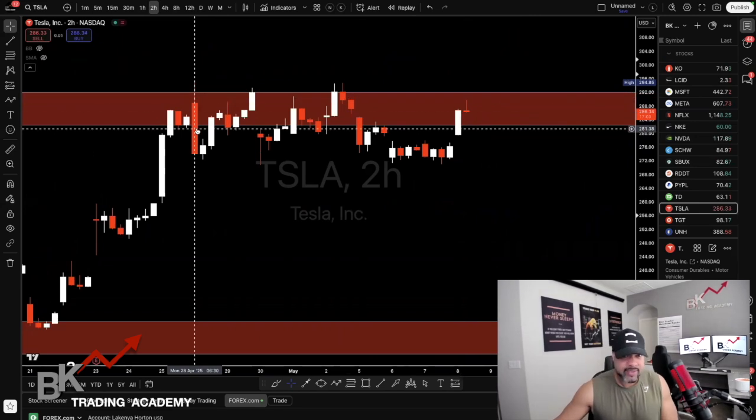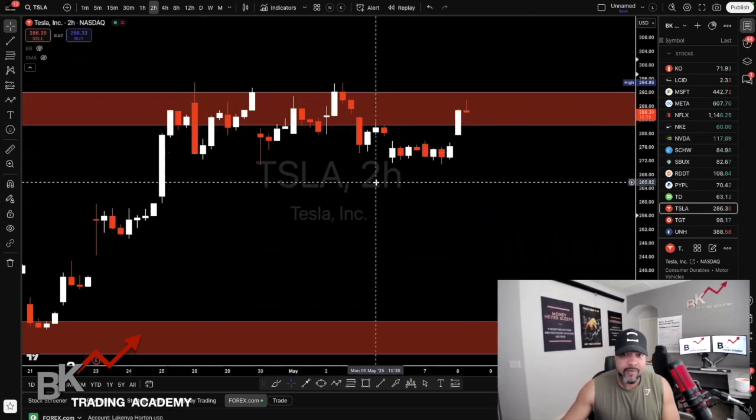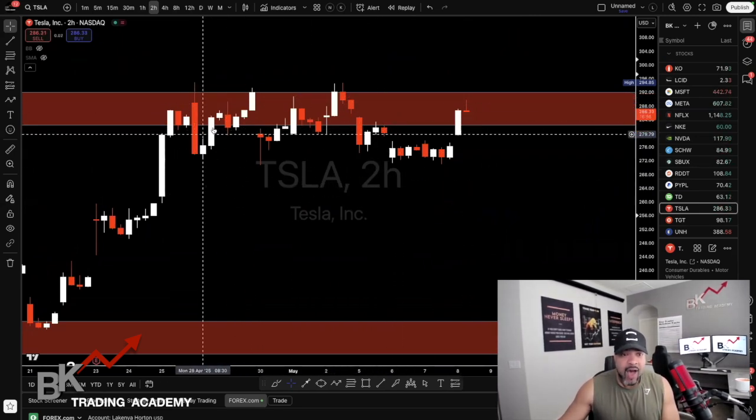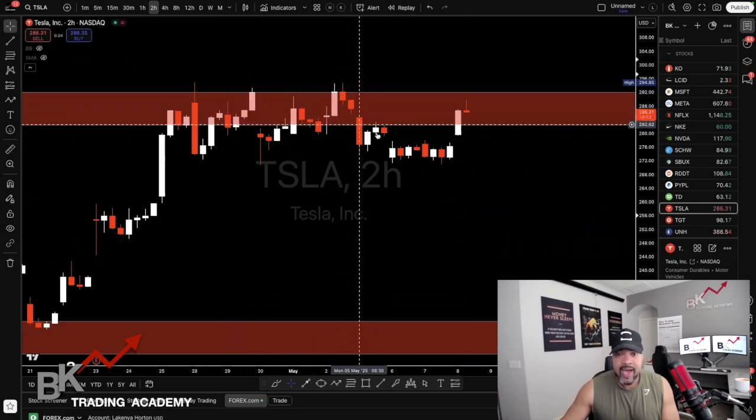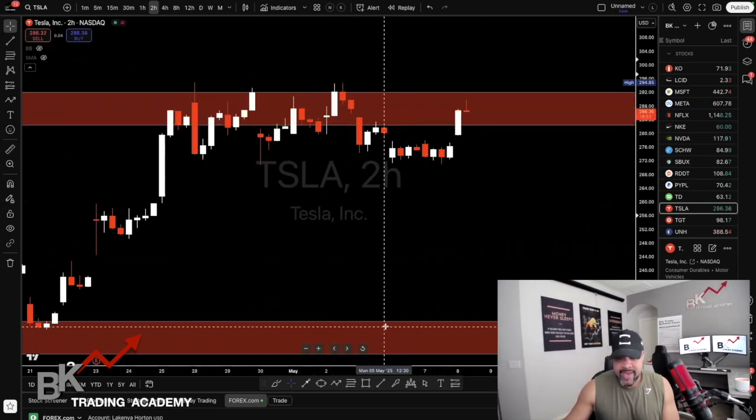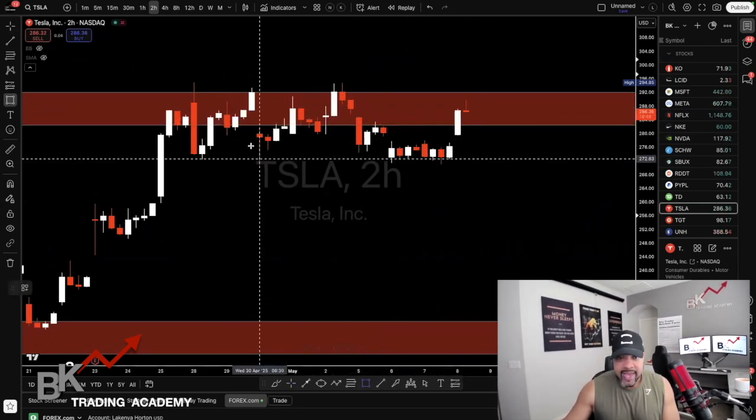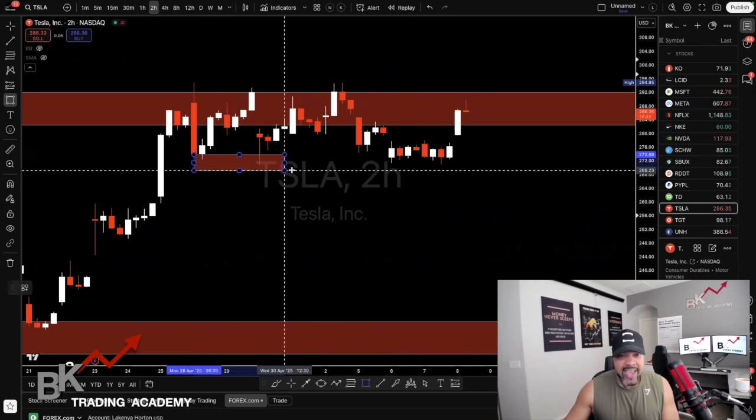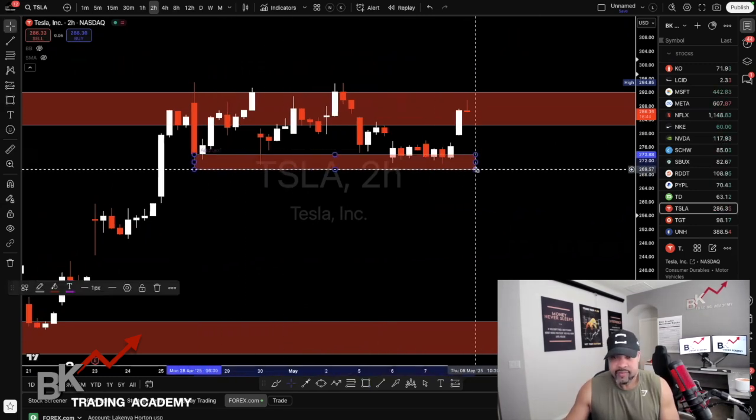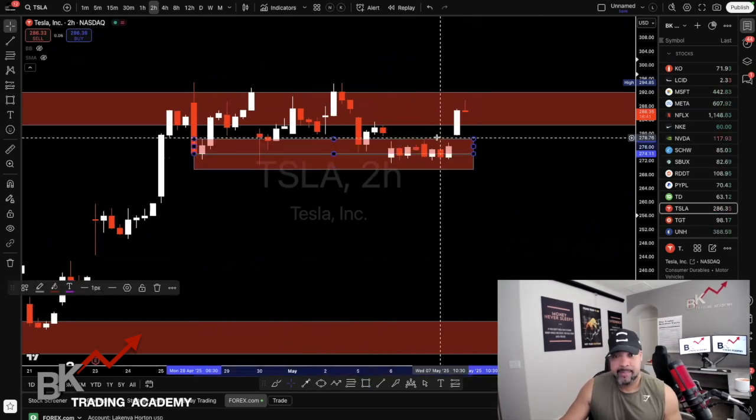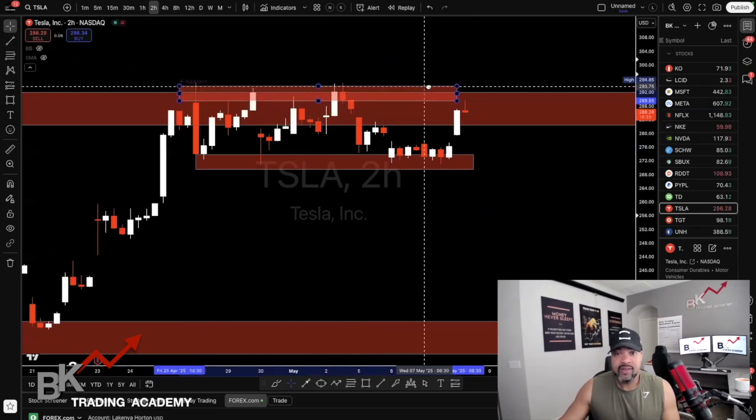Now, each candle represents 2 hours. I'm on a 2 hour time frame right here. And every 2 hours, price has been coming up and down, but not all the way down to our demand level. So I can safely say that this is kind of a minor support level. And I can safely say that this is a minor resistance level.